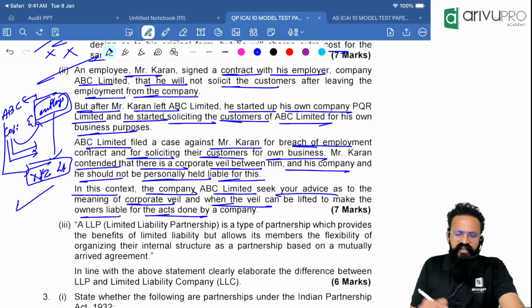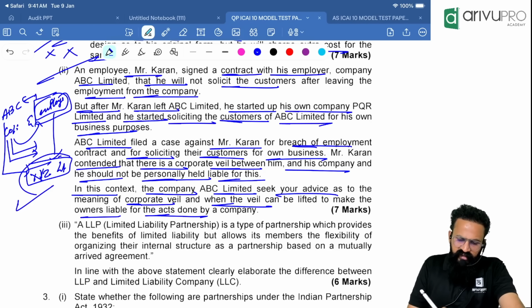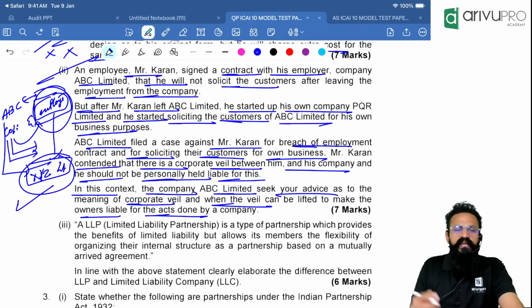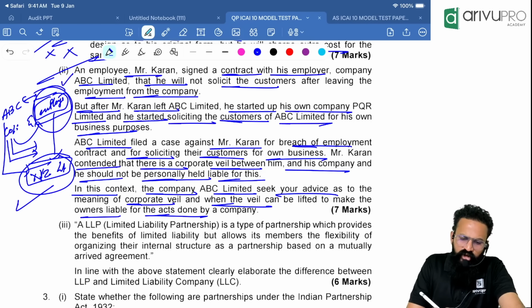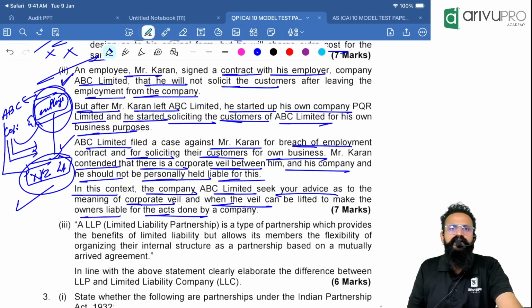People, in this case, it will be considered as lifting of corporate veil. This XYZ Limited and this employee are one and the same. Whatever I could not do directly, I am trying to do it indirectly. Lifting of corporate veil. Clear? Yes.